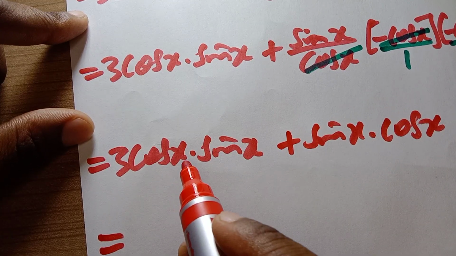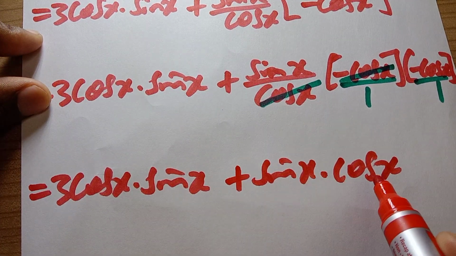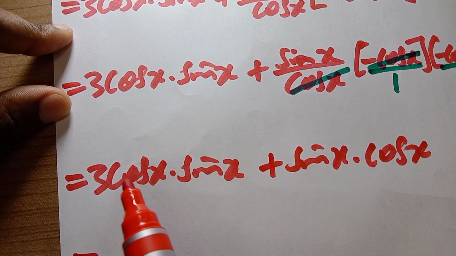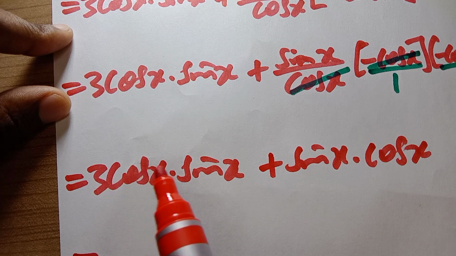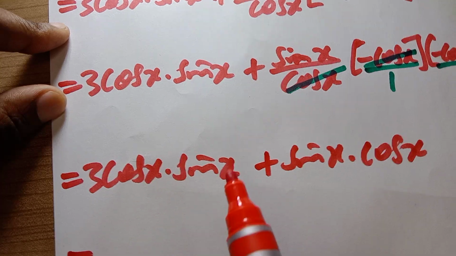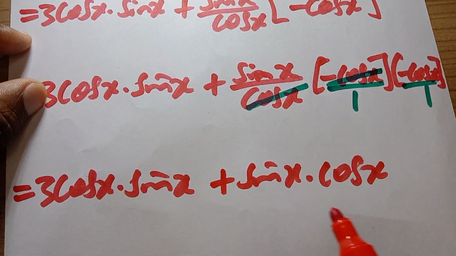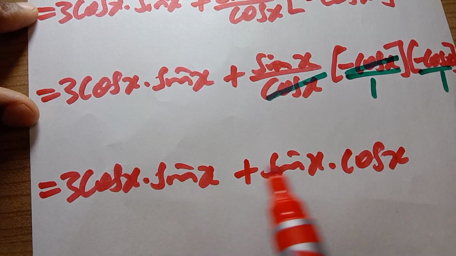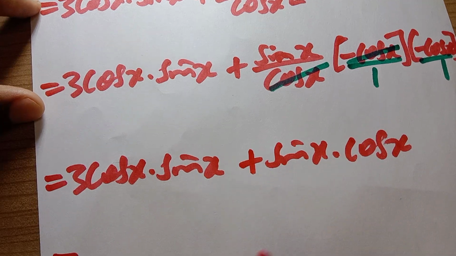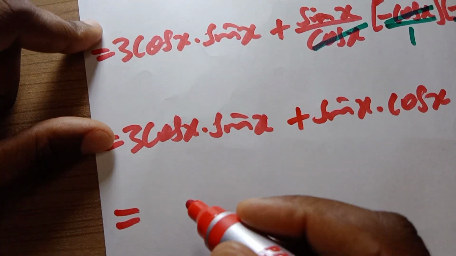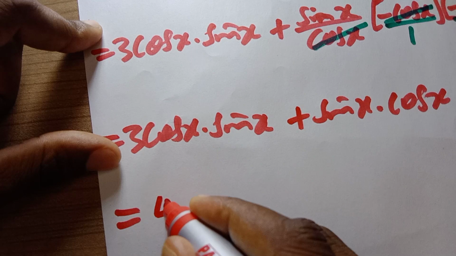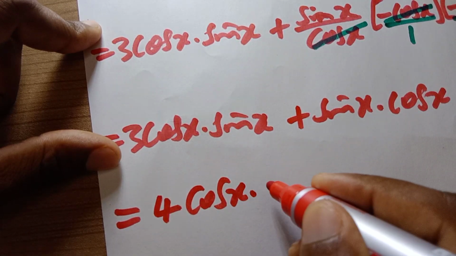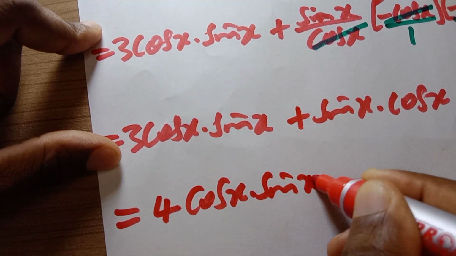Here we are having the cos x and x, and here we are having the sin x and the cos x. Remember, in multiplication, position doesn't matter. You can arrange this like 3 sin x cos x, or this one like cos x and x, it doesn't matter. Then we can say these are the same, they are like terms. Then we can add them. Then we end up with 4 cos x multiplying the sin x there.